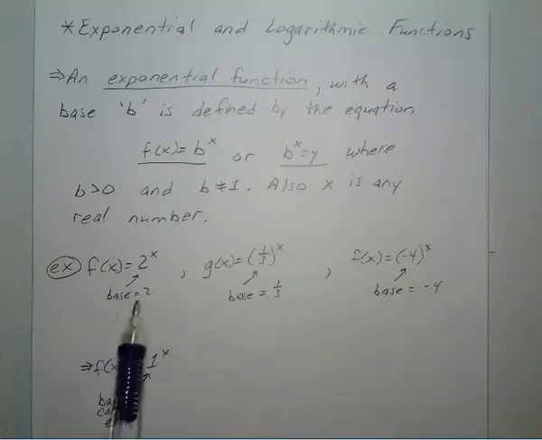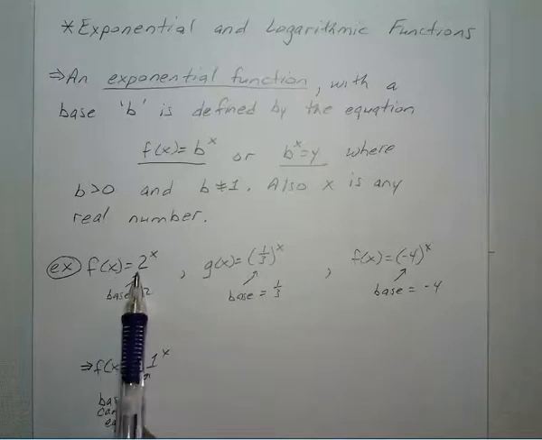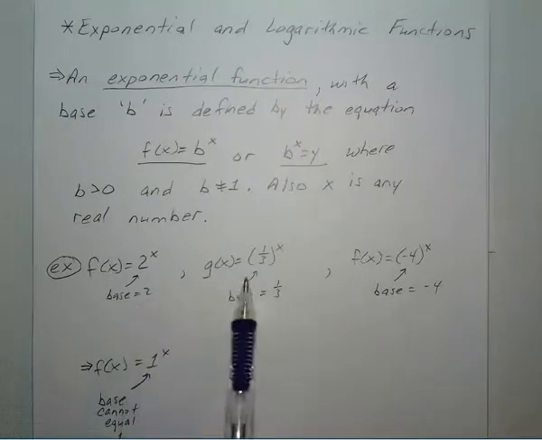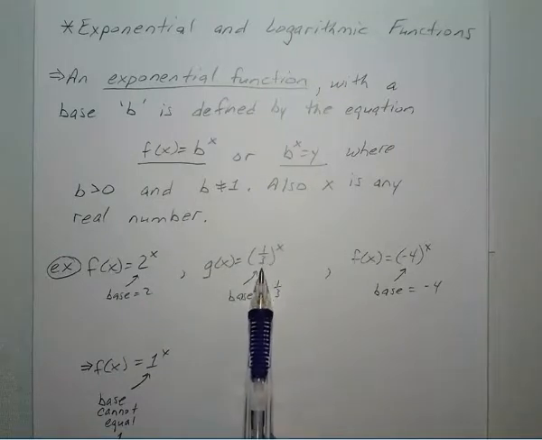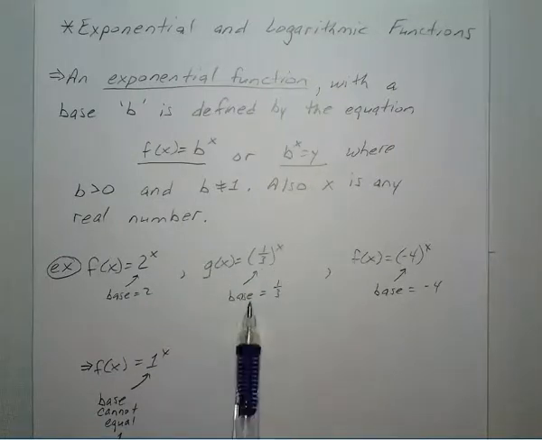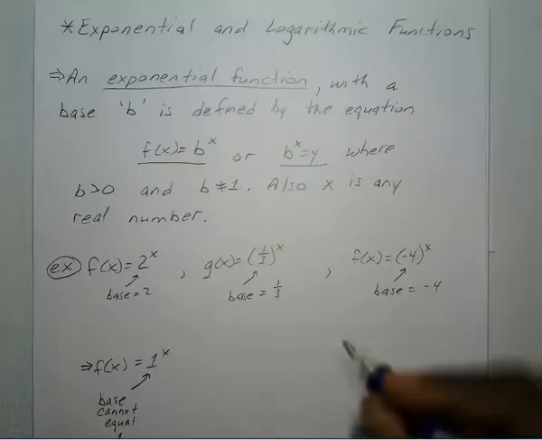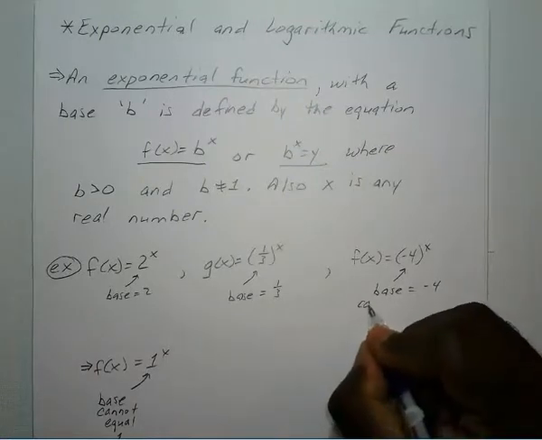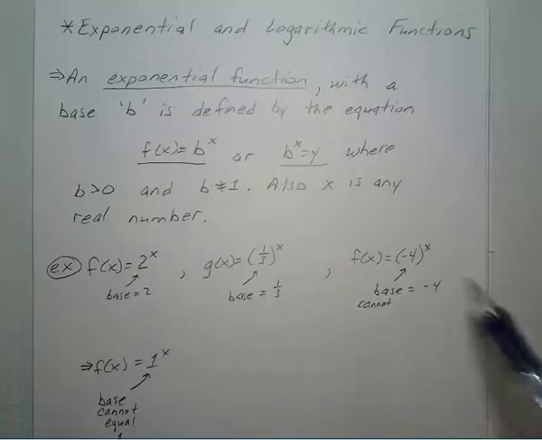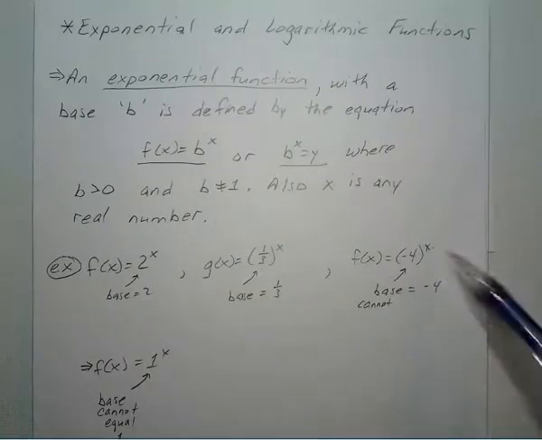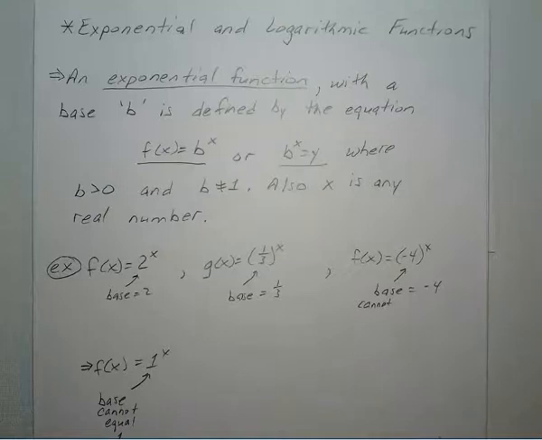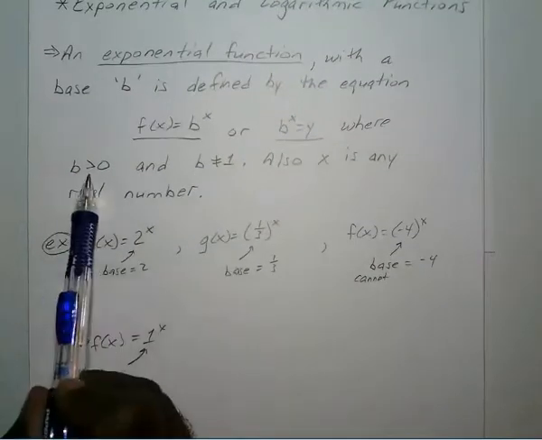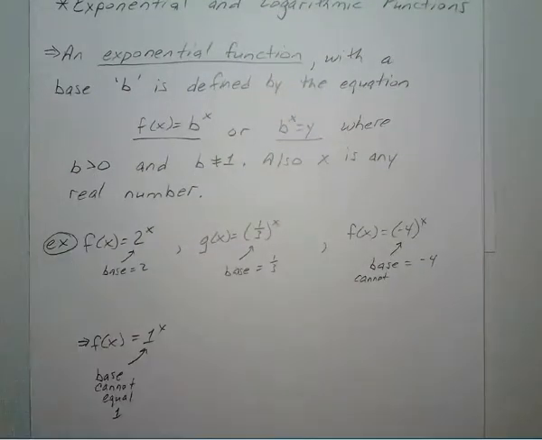Here, if you have f of x equals 2 to the power of x, your base is equal to 2. Here, if you have g of x equals 1/3 to the power of x, then the base is equal to 1/3. Here you have f of x equals -4 to the power of x. Your base cannot equal -4, because remember, your base has to be greater than 0.